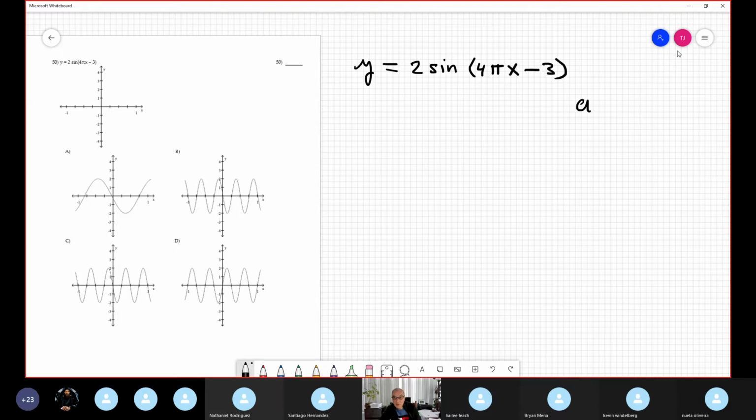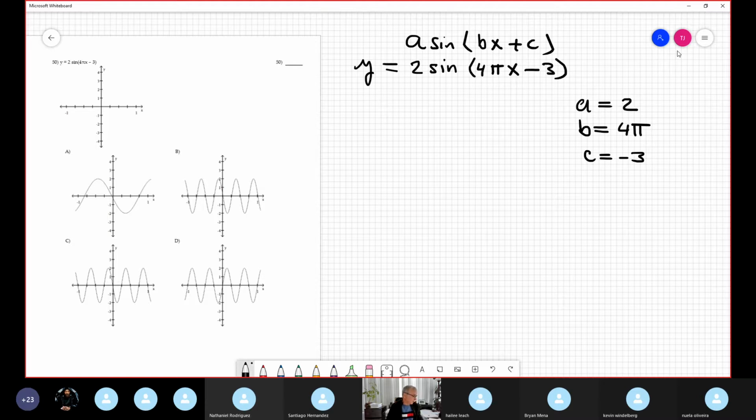So identify that the amplitude is 2. B is 4 pi, because B is the coefficient of x. This is A sine of bx plus C. I'm going to include C, which is negative 3, which is the phase shift. Now the phase shift, you are doing a little bit different. Look.